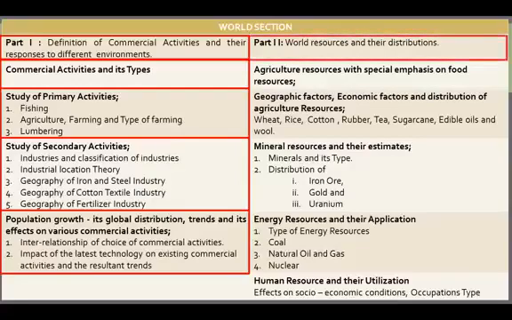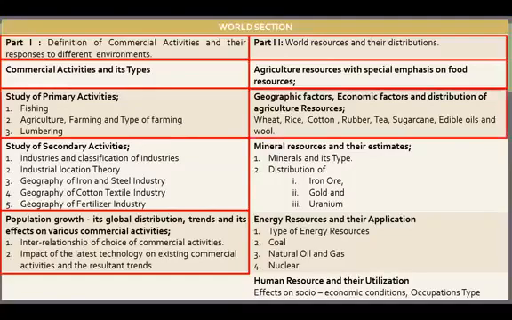So part two, world resources and their distribution. Geography is basically the science of spatial distribution, how resources are located and how these resources are distributed over the globe. In this part we will study the distribution and its pattern. First, agricultural resources with special emphasis on food resources. As you know, there are two types of crops, cash crops and food crops. Here we are talking more about food crops.